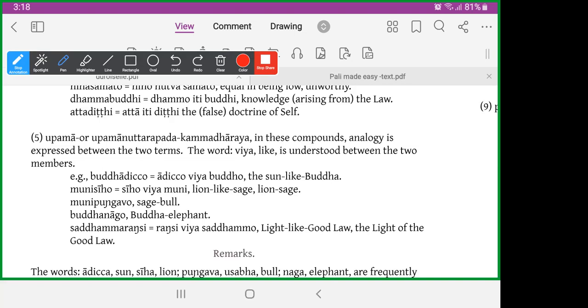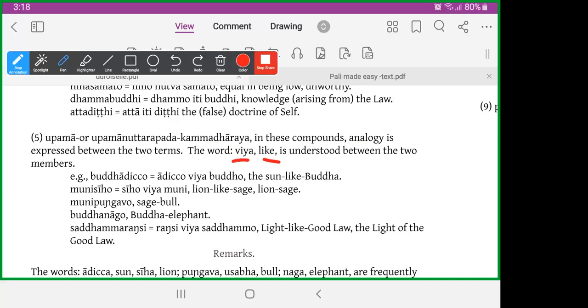Okay, so this one is easy to understand. So basically, for this example, upama is analogy, right? Analogy to describe; the Kammadharaya is the description here. So you need analogy, and you also need, like just now, to put something in between. And now, for this example, we only use one thing, that's viya. Viya is like, for example.